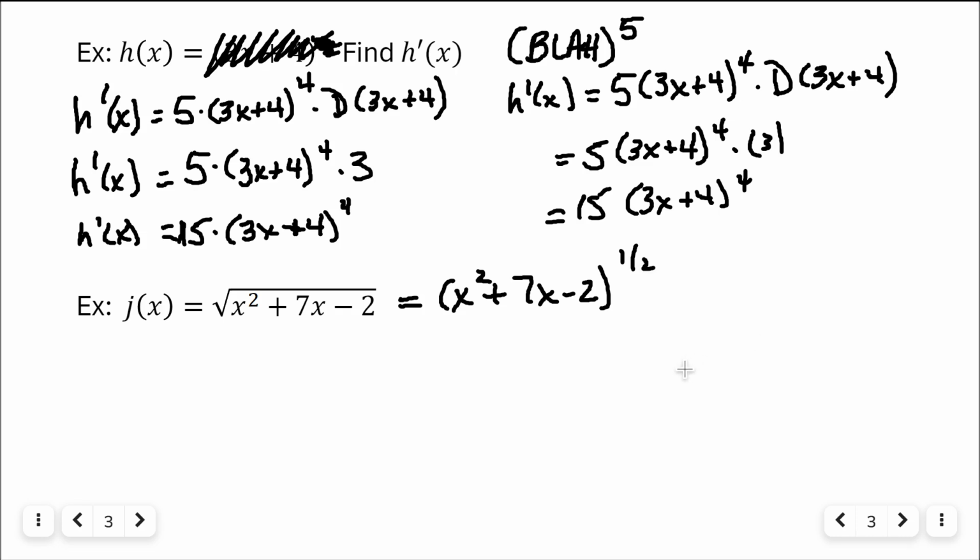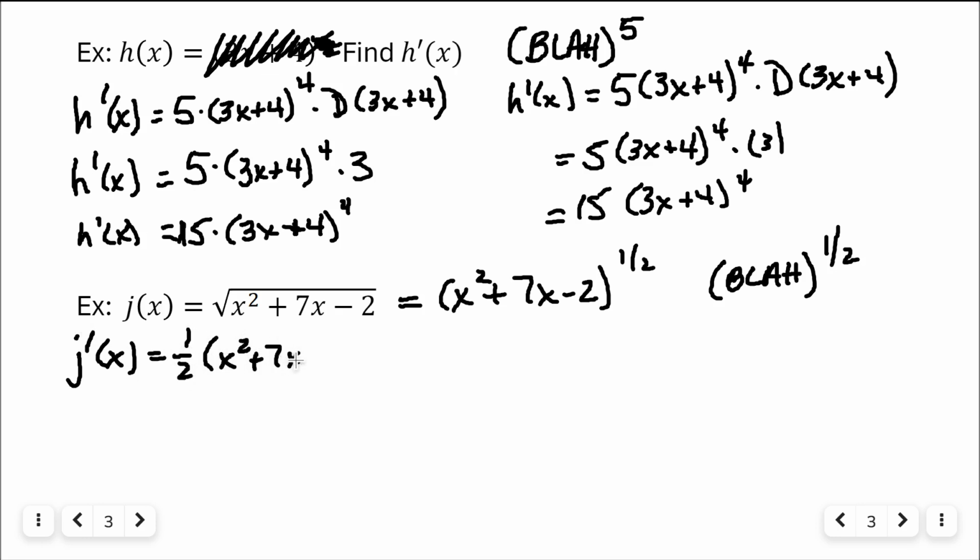So now, looking at this function is blah to the 1/2. It's something raised to the 1/2 power. So now, how do I derive something to the 1/2 power? I use the power rule. So I'm going to bring down the half, leave the blah, leave the stuff inside of it, take 1 from the power, that gives me negative 1/2, times. Now come up here, cross out the 1/2. We just derived it. We used the power rule.